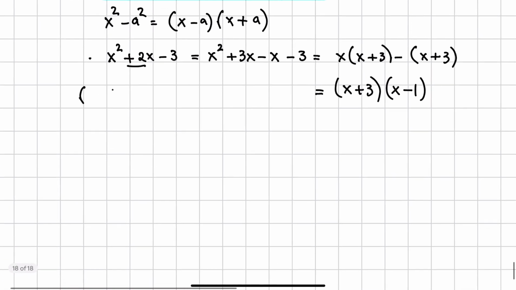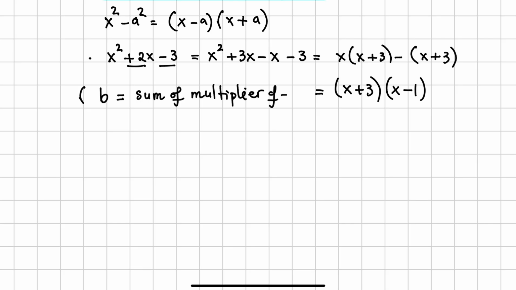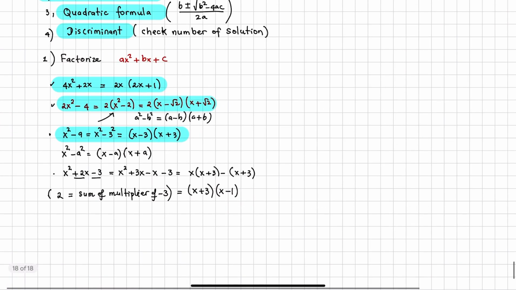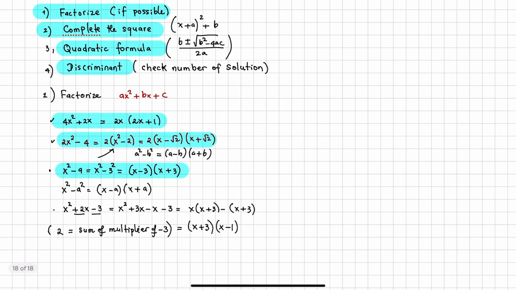The middle, which is, I can just say b equal to something equal to c. Or I can just say b equal to the sum of the multipliers of -3. I can reason, yeah, the middle. Okay, actually, the first one is factorize, and the second is completed square.